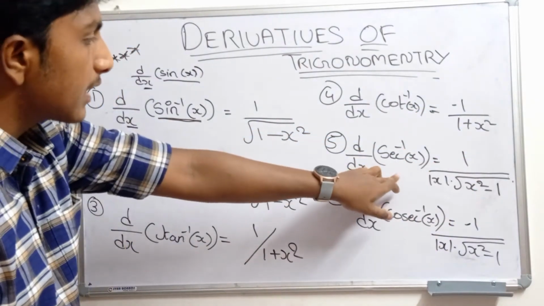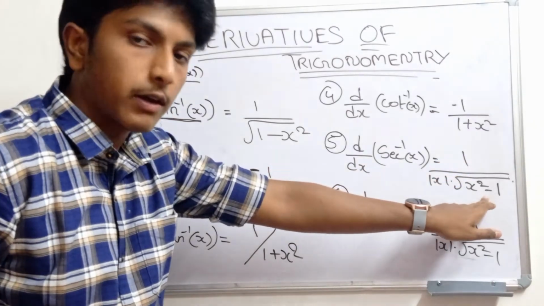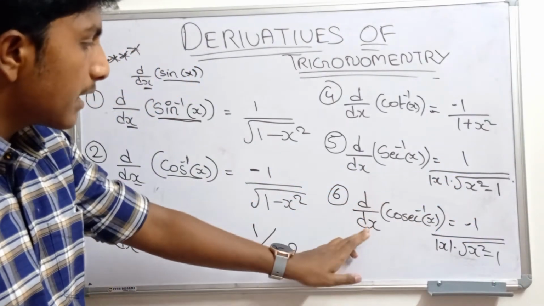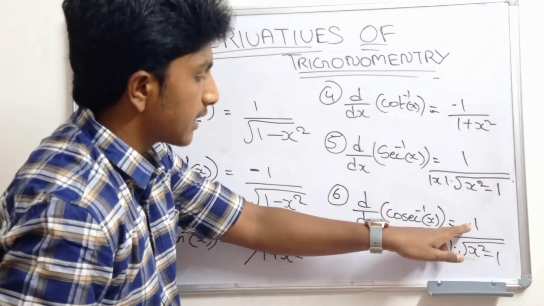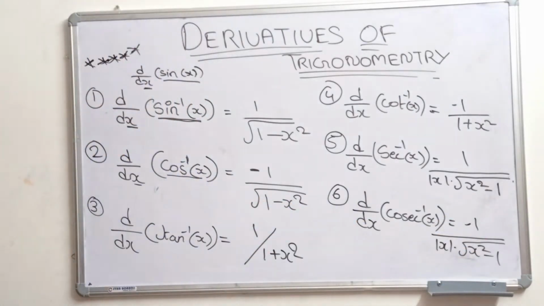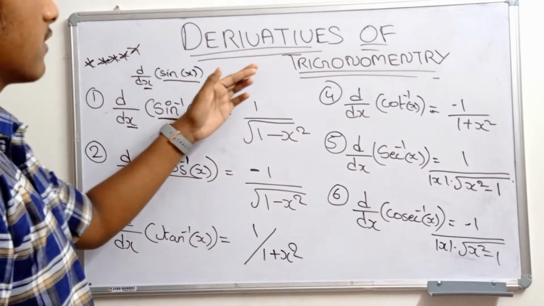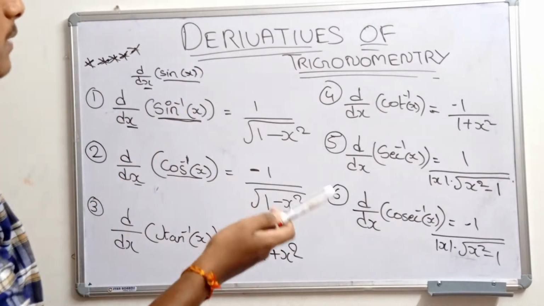D by dx of secant inverse x is 1 by modulus of x into root over x square minus 1. Now d by dx of cosecant inverse x: same, write this and change the sign. Minus 1 by mod x into root over x square minus 1. Guys, is it clear? Come on, copy this fast. These are the basic formulas of trigonometry when we are dealing with differentiation, guys. After this, we will be moving to the problems.